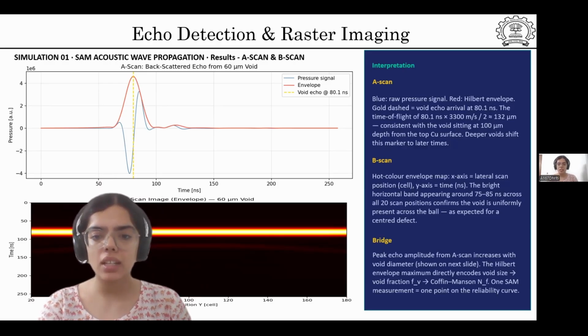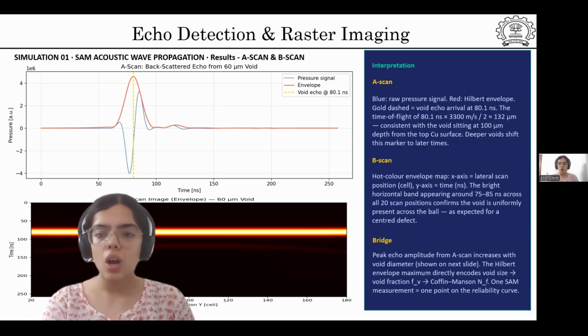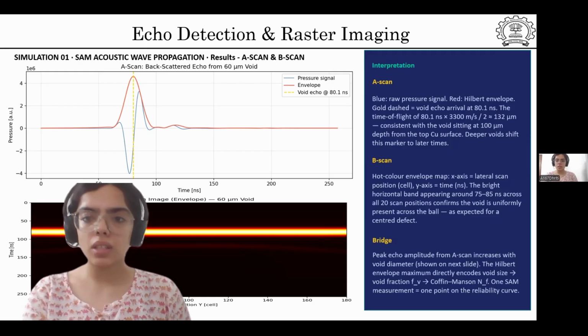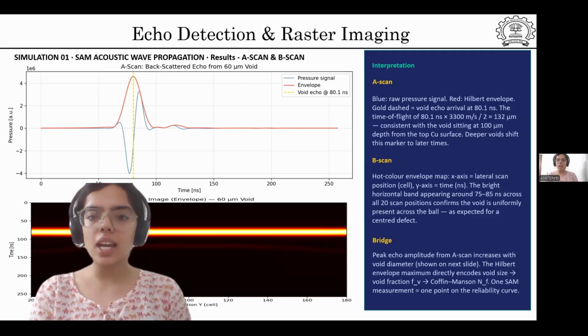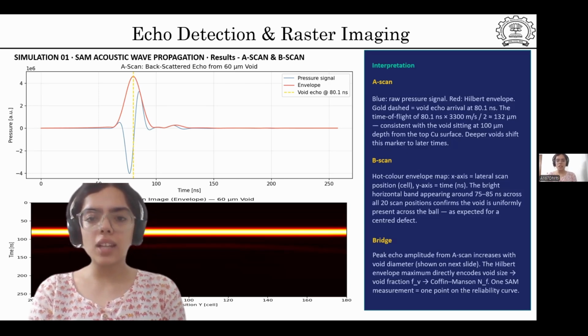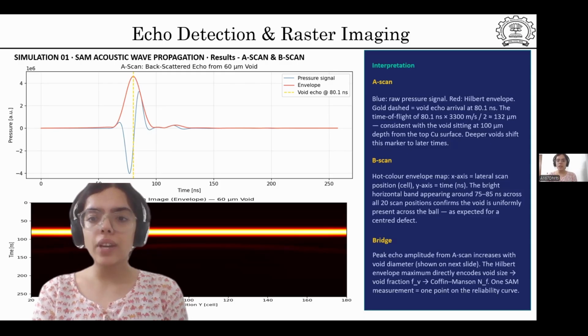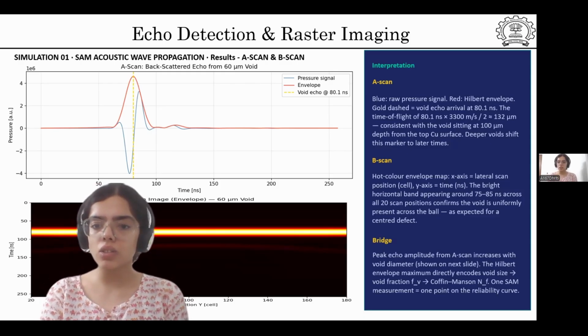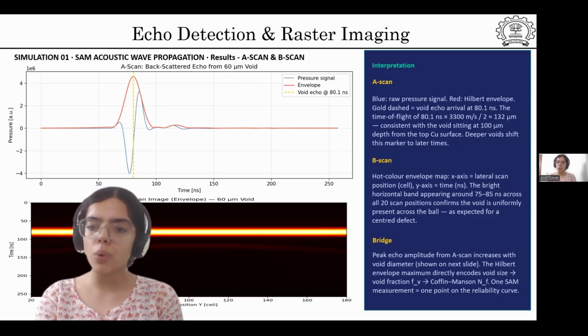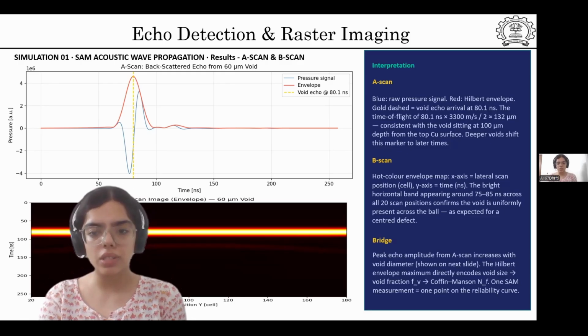Below is the B scan, a hot color map of envelope amplitude. The X-axis is the lateral scan position across the 20 source locations, whereas the Y-axis is the time in nanoseconds. The bright horizontal band appearing around 75 to 85 nanoseconds consistently across all scan positions confirms the void is uniformly present beneath the surface, exactly as expected for a centered spherical void.